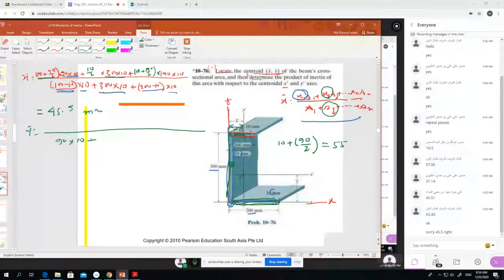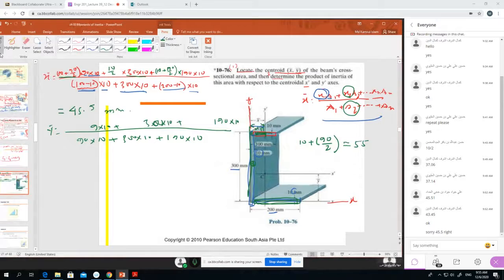90 into 10 plus 300 into 10 plus 190 into 10. Now what do we have to do? We will calculate the y bar. We will calculate from here, right?